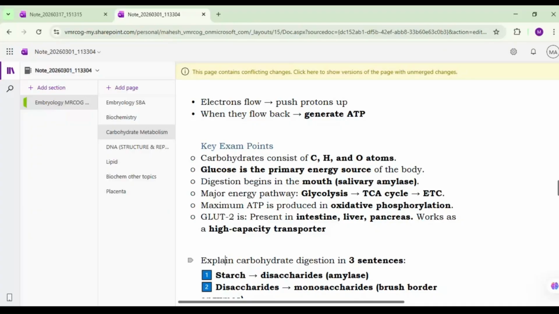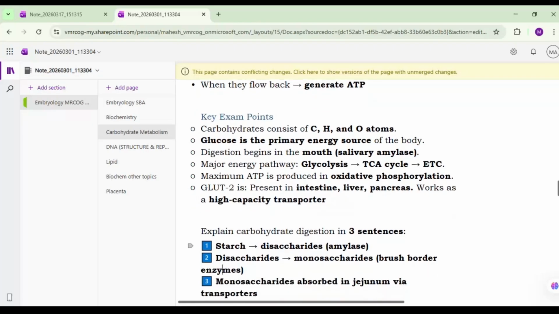The major energy pathway is glycolysis, then the TCA cycle, and then the electron transport chain. We have seen this in this sequence only. There are other minor pathways also that we'll see later on. Maximum ATP is produced in oxidative phosphorylation. GLUT2 is present in the intestine, liver, and pancreas. It works as a high capacity transporter.